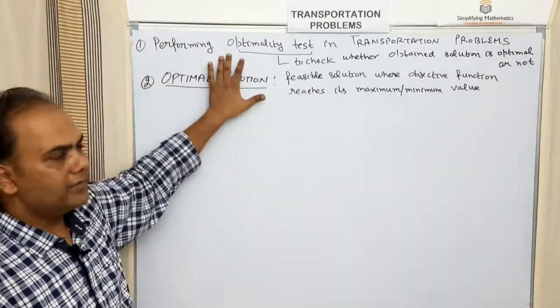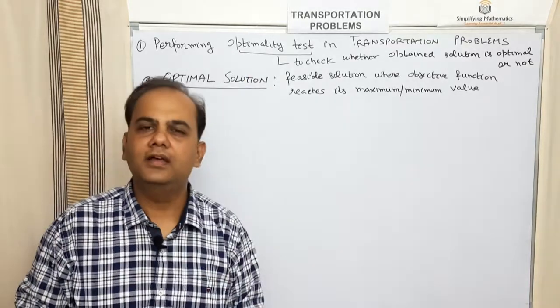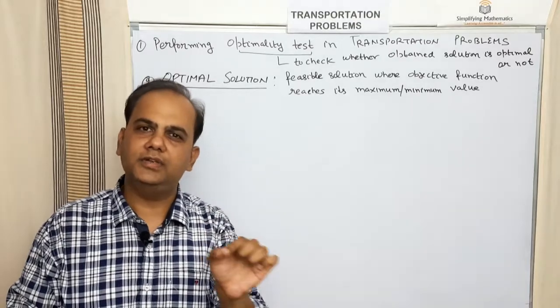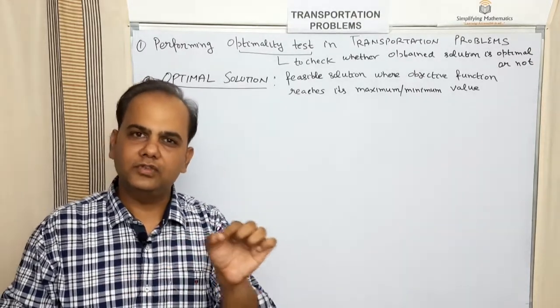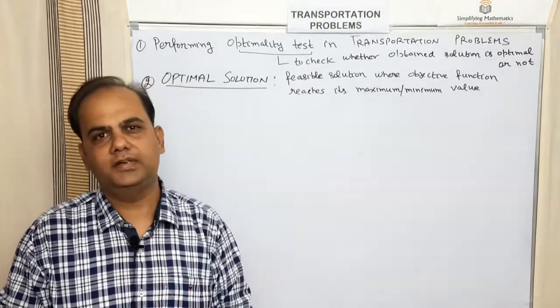So by performing the optimality test on the initial solution obtained in the transportation problem, we will check whether that solution can be improved or not. That is, we'll check whether further reduction in cost is possible by performing the optimality test.